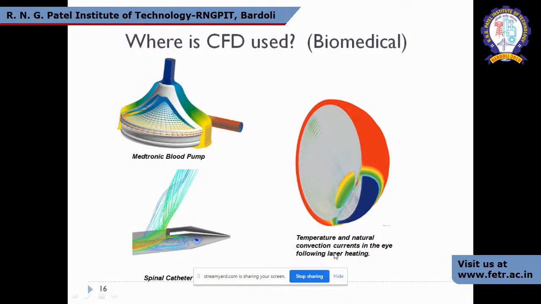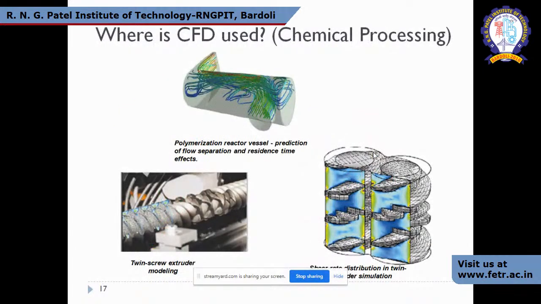This is one more example, where you can have the eye cataract: the temperature and natural convection currents in the eye following laser heating. Laser treatment is basically used for the retina and those operations. So how can the laser heating be used, and what will happen? All these kinds of applications have a lot of scope in the future if we go with CFD simulations.